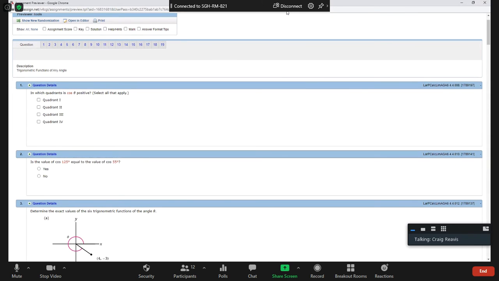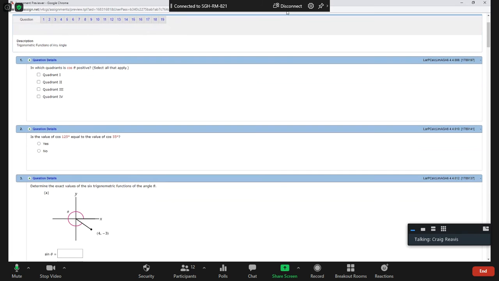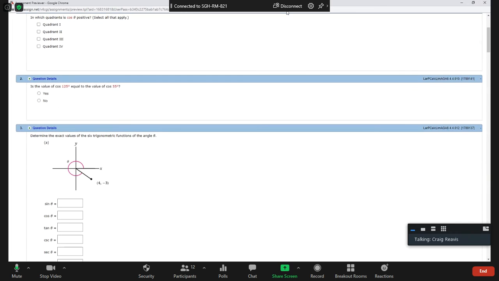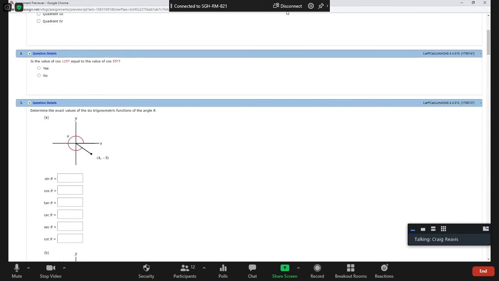Okay. So I'm just going to go through the assignment quickly so we all have a good idea what's going to be on there. Which quadrant is cosine positive? We've talked about that. Is the value of cosine of 125 equal to the value of cosine of 55? That's just a reference angle question. All right, 180 minus 125 equals 55, so the numbers are right, but then you have to check the positive and negative, right?